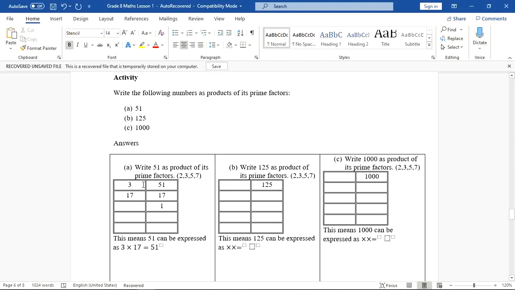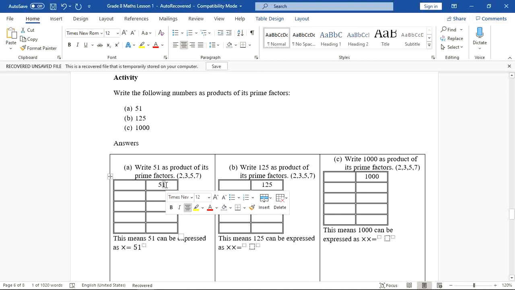The first one is 51. You want to write 51 as a product of its prime factors. So we need to find the smallest prime factor that can divide 51 without giving us a decimal remainder. We start with number 2. Can 2 divide into 51? It can't, because 51 ends with a 1, and 1 is an odd number. 2 can only divide into a number if that number ends with 0, 2, 4, 6, 8.